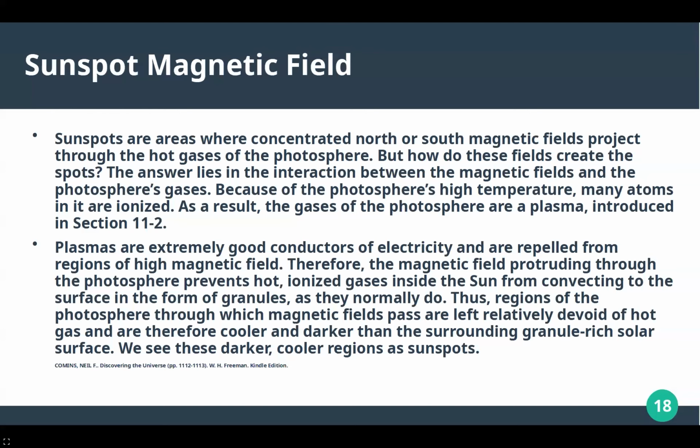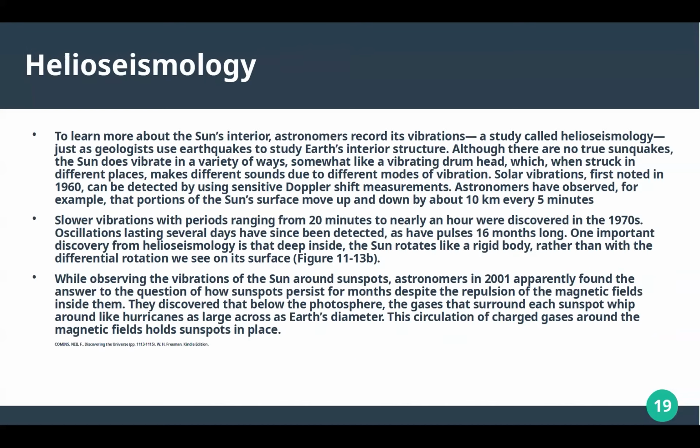Therefore, the magnetic field protruding through the photosphere prevents hot ionized gases inside the sun from convecting to the surface in the form of granules, as they normally do. Thus, regions in the photosphere through which magnetic fields pass are left relatively devoid of hot gas, and we therefore see them cooler and darker than the surrounding granule-rich solar surface. We see these darker, cooler regions as sunspots.